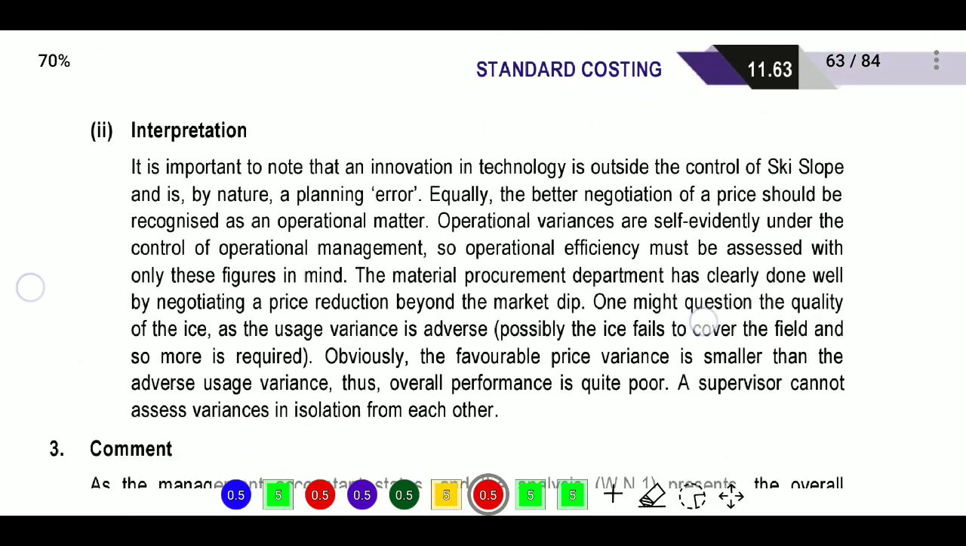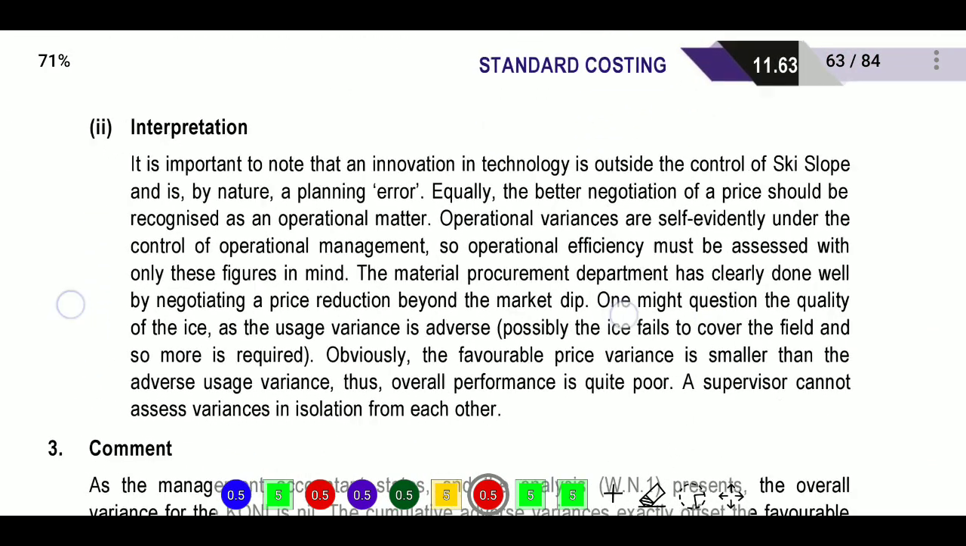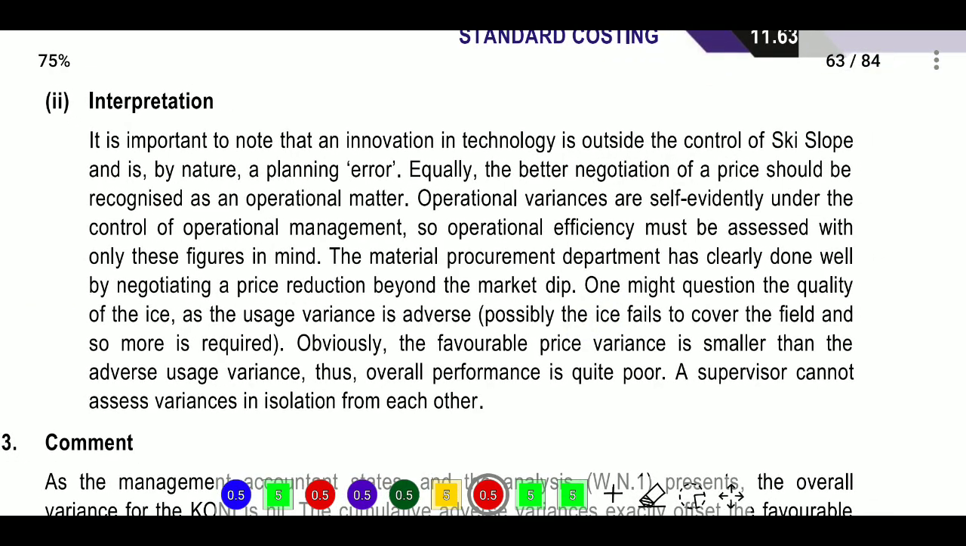Now the interpretation will be: it is important to note that an innovation in technology is outside the control of the company and is by nature a planning error. Equally, the better negotiation of price should be recognized as an operational matter. Operational variances are self-evidently under the control of operational management. So operational efficiency must be assessed with only those figures in mind. The material procurement department has clearly done well by negotiating a price reduction behind the market dip.